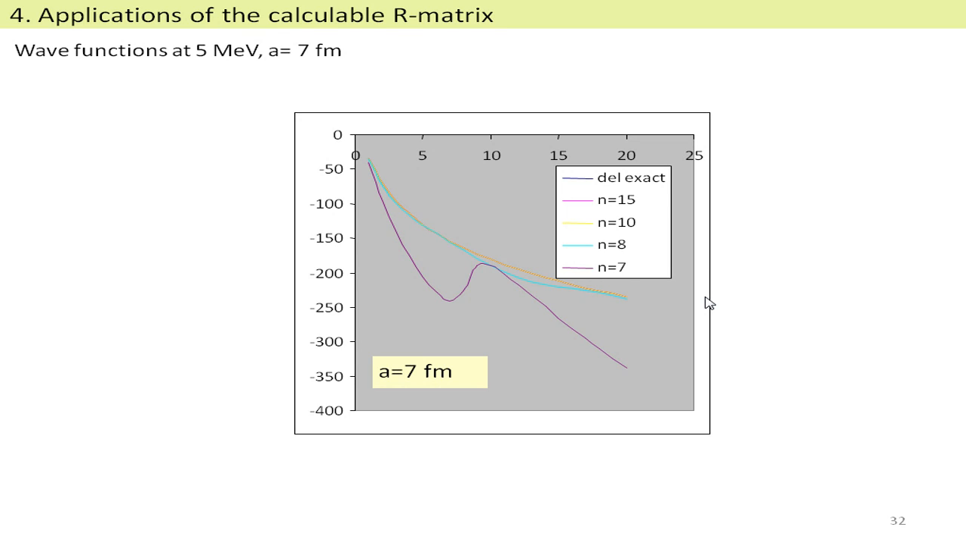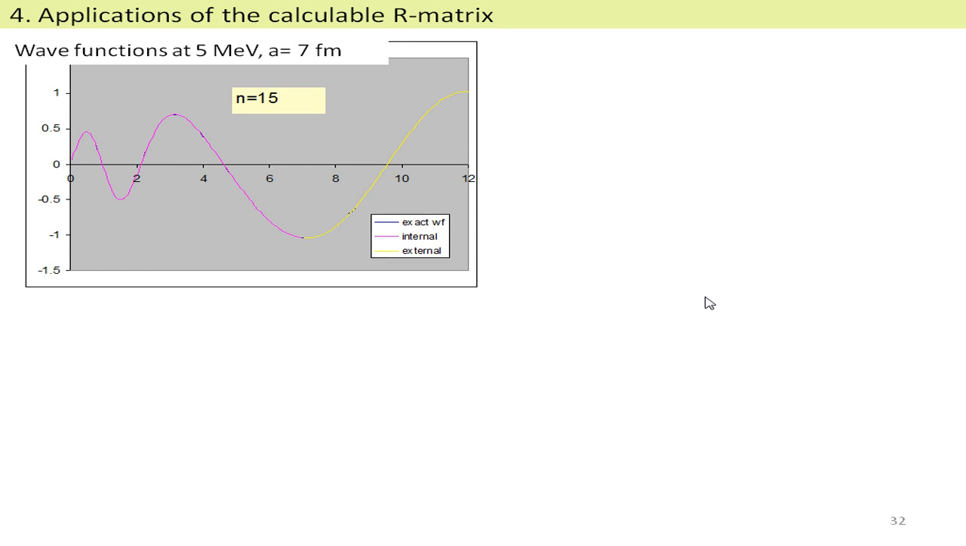So we would like to have a test to check the reliability of the R-matrix calculation here with N equals 7. And this can be done by using the wave function. So I'm going to show you the wave function at 5 MeV. This is the wave function at 5 MeV with 15 basis functions.